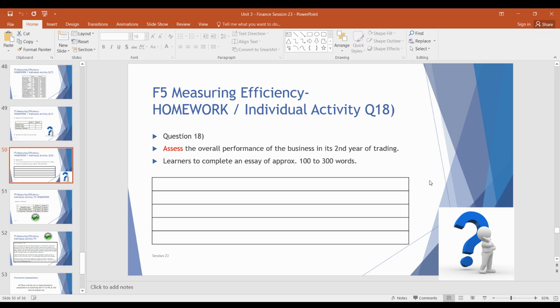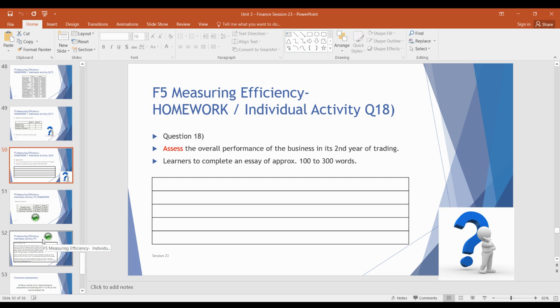So for 6 to 8 marks, assess the overall performance of the business in its second year of trading. Take 15 to 20 minutes to write an answer. And in 10 seconds, I will go through some examples.